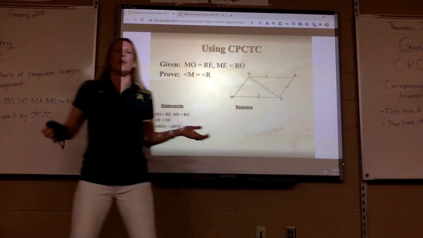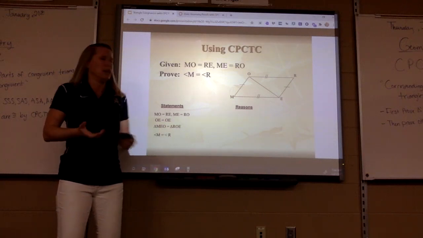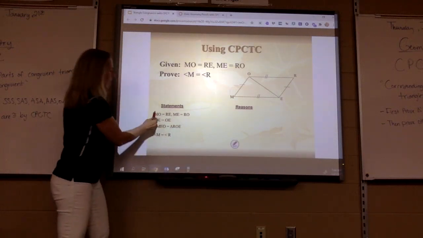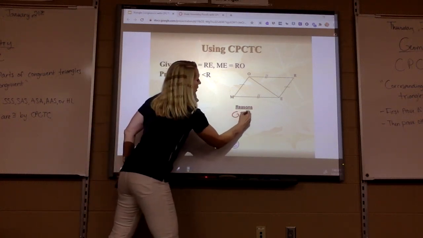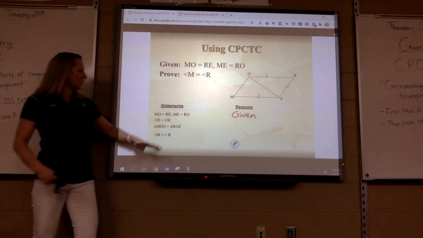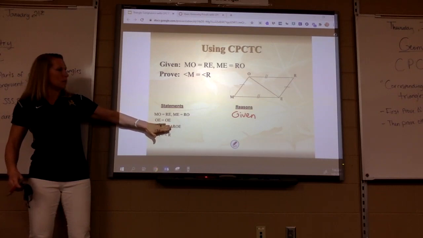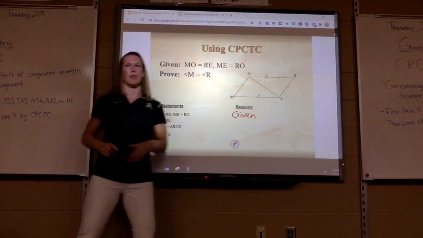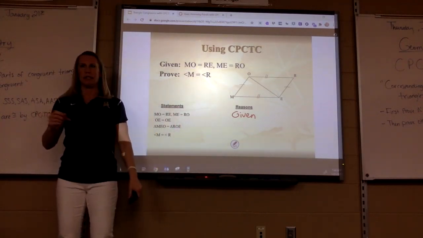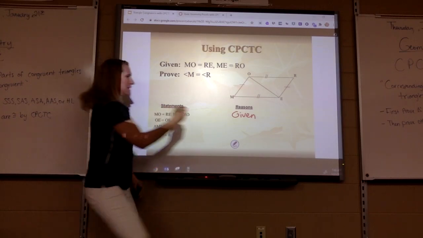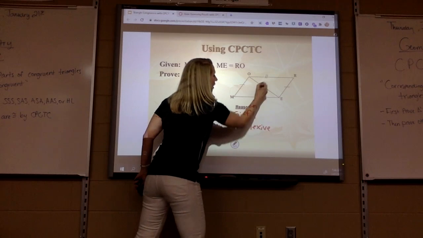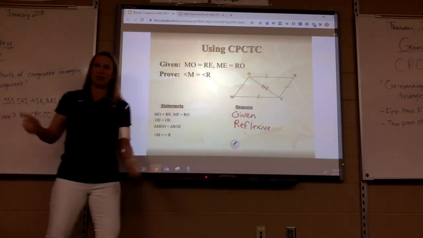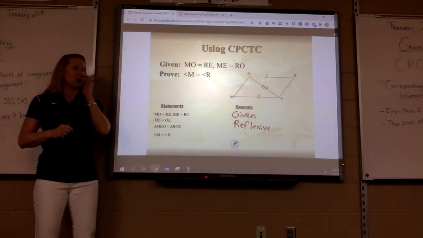So where do the proofs always start? What do they always start with? Given. So I am given that MO equals RE, ME equals RO, given. What is it called when something equals itself? When OE equals itself. Do you remember what that one's called? Reflexive. There's only two options. It's either reflexive property or vertical angles. Okay, so now why are those triangles congruent?